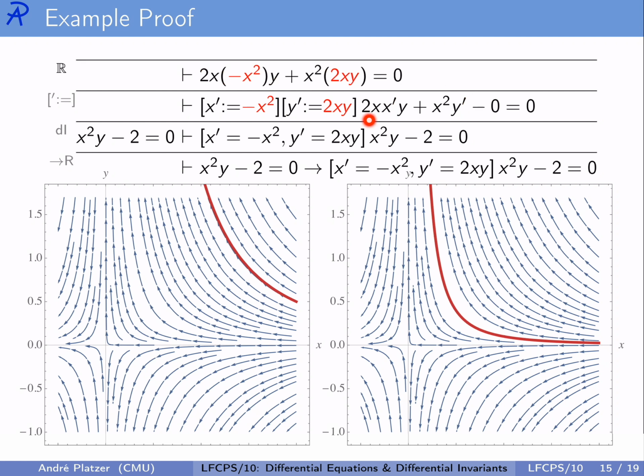Here we've got then 2x times minus x squared y plus x squared times 2xy. And let's see, that cancels because this gives us minus 2x cubed y, and this gives us x cubed y multiplied with 2. So we have a proof. Yes, indeed, if this property is true in the beginning, then it's true all the time when we're following the differential equation. For example, here. In fact, other invariants are also provable in very similar ways from this dynamics.